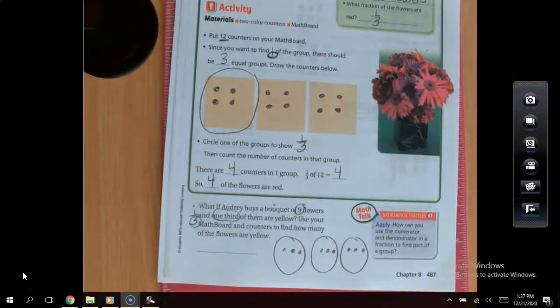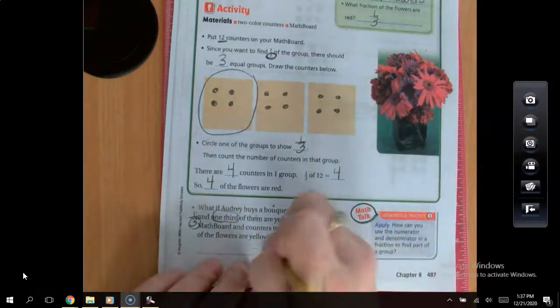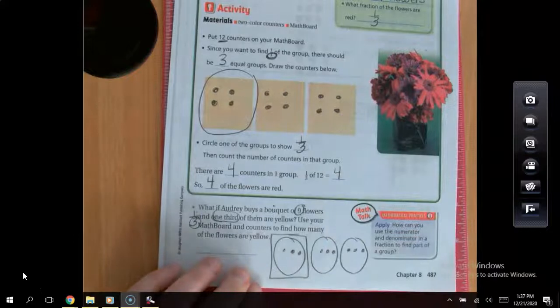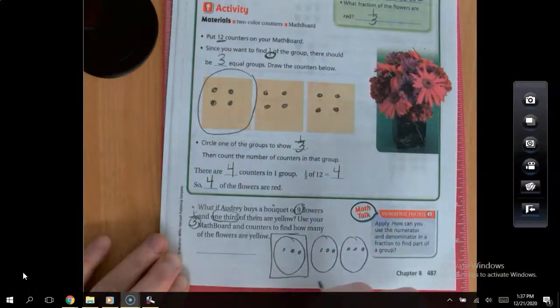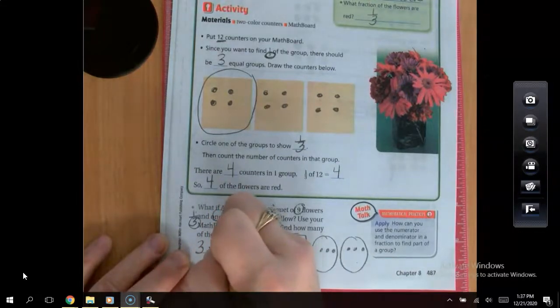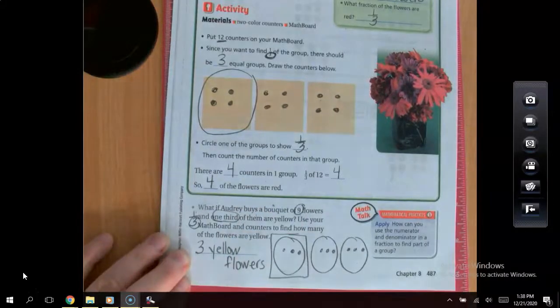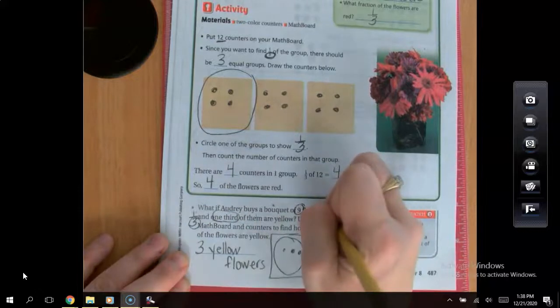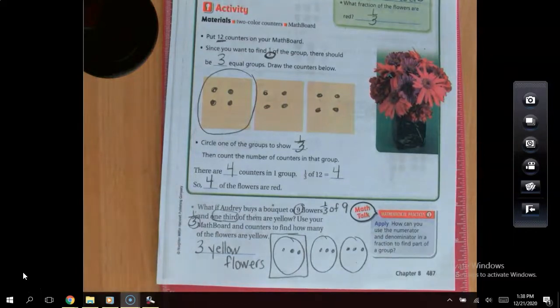Now, I'm talking about 1 group out of the 3. How many pieces do I have in that 1 group? How many counters do you have? Very good. So that means 3 out of the 9 flowers are yellow. So 3 yellow flowers. So it's saying 1/3 of 9.